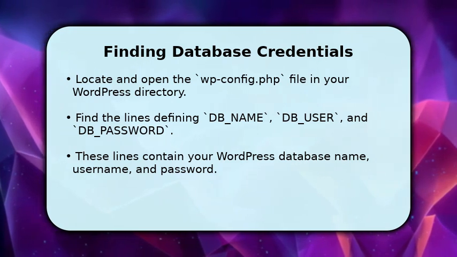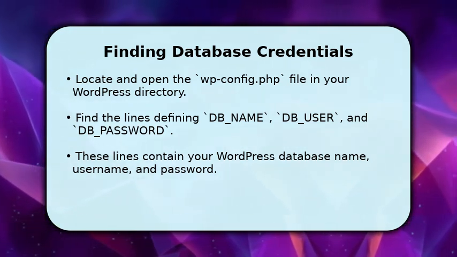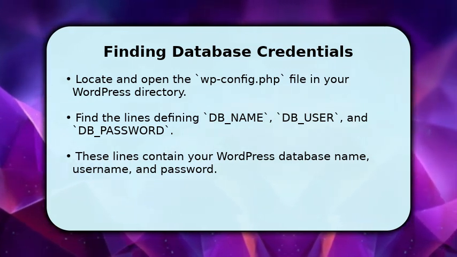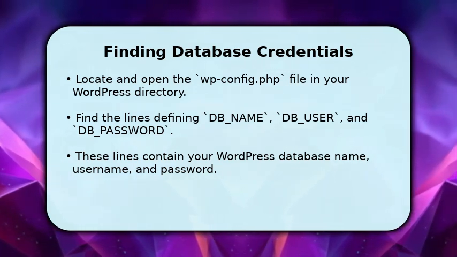Right-click on it and choose to edit or view. Inside this file, look for the lines that define DB_NAME, DB_USER, and DB_PASSWORD. These three pieces of information are your WordPress database credentials, which are essential for the next steps.